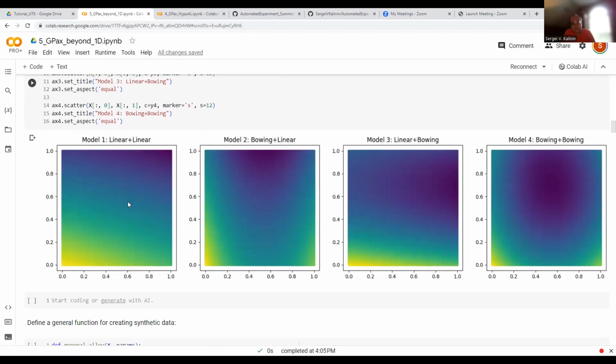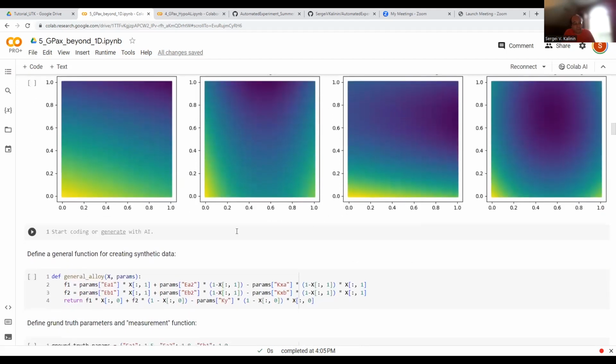It's easier to represent it as graphs. For one composition, it is a linear function, linear in one component and linear in the other. For the second, it is parabolic for one component, but linear in the other component. For the third, it is vice versa: linear in this one and parabolic in this one. And the fourth model is parabolic and parabolic. So these are 4 ground truth models.